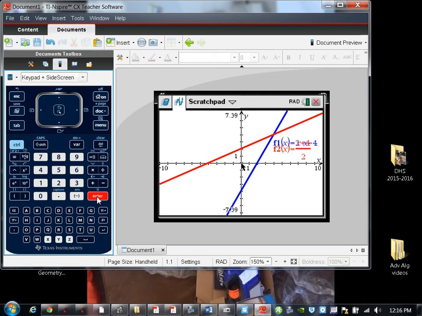All right, so what's happening here, I'm going to put one more graph on here. I'm going to hit tab, put one more graph on here. The other graph I'm going to do is just y equals x.